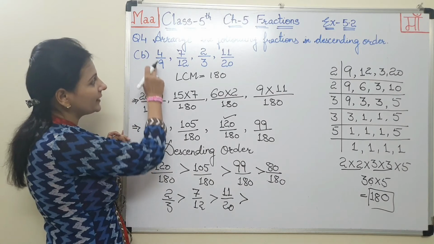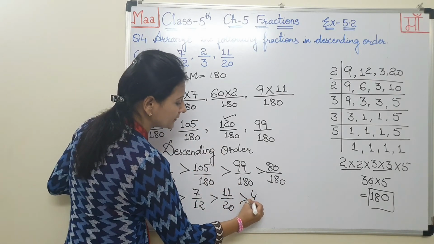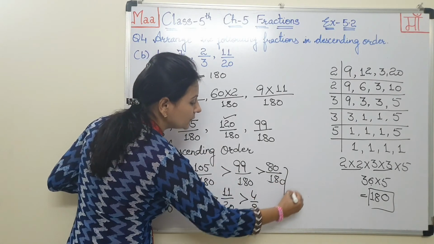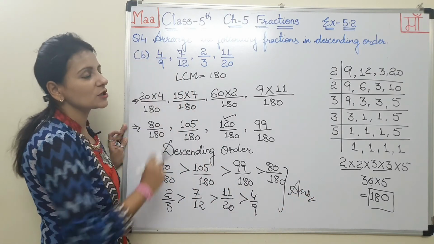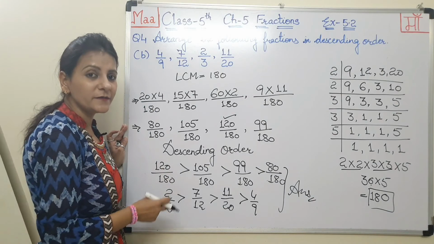So 80 upon 180 is the first fraction. So that is 4 upon 9. So this is the answer of part B of question number 4. I hope it is clear.